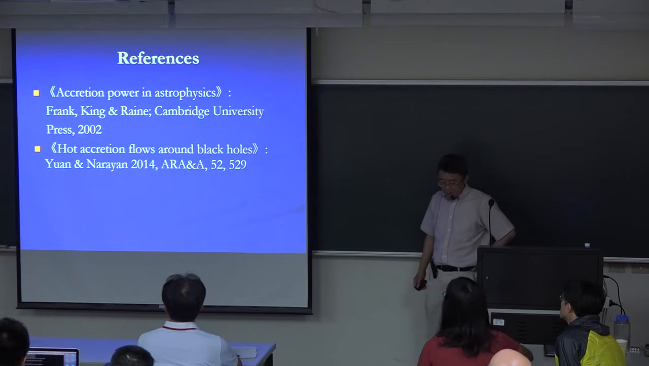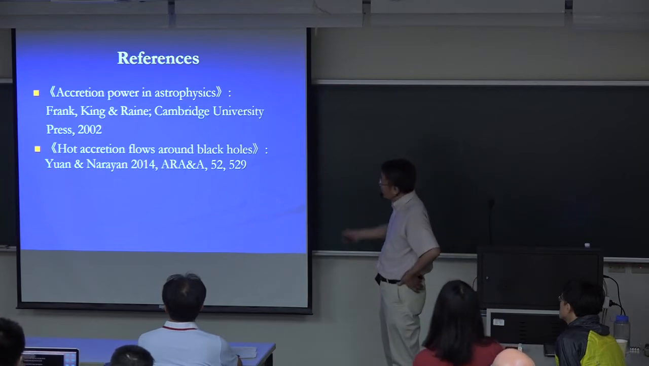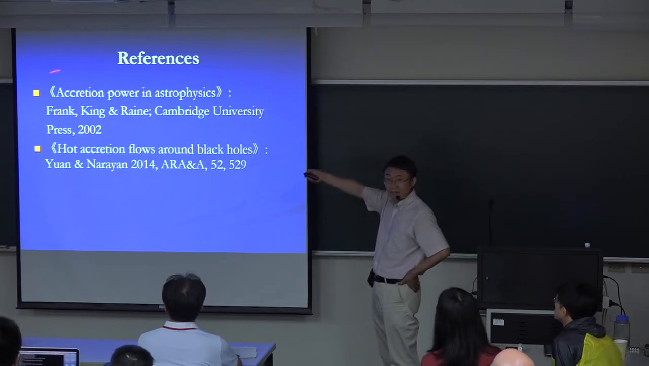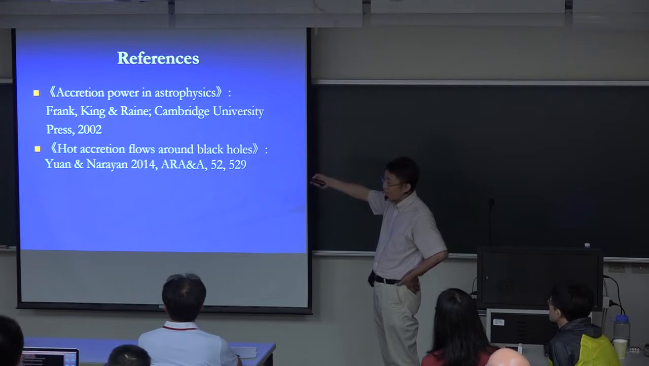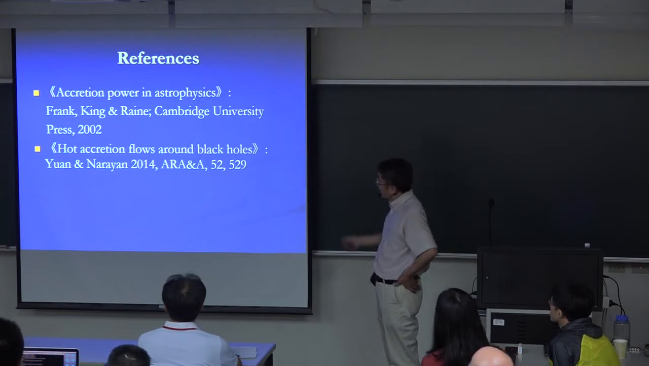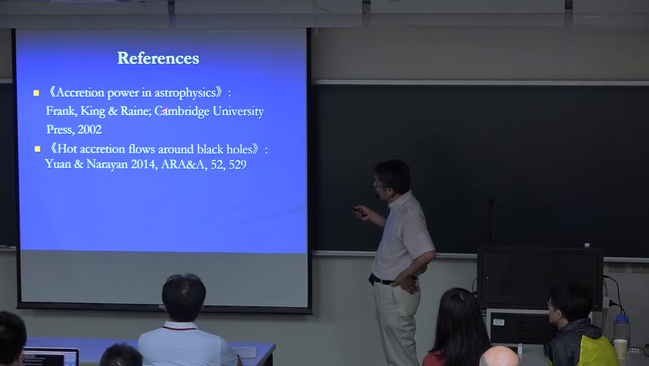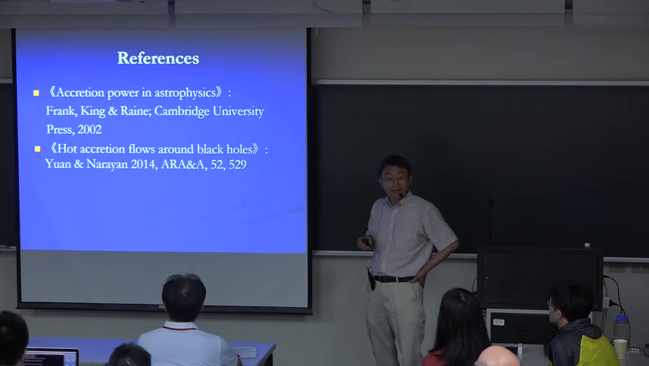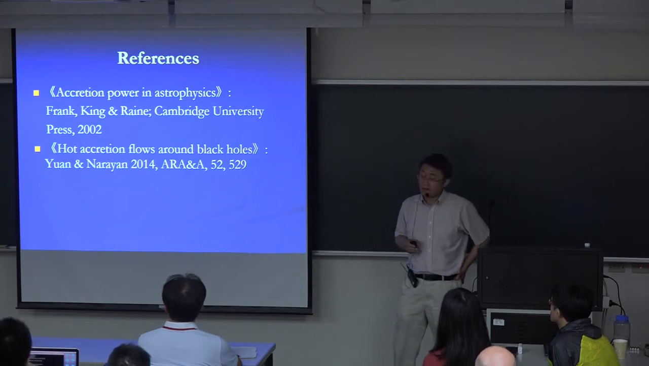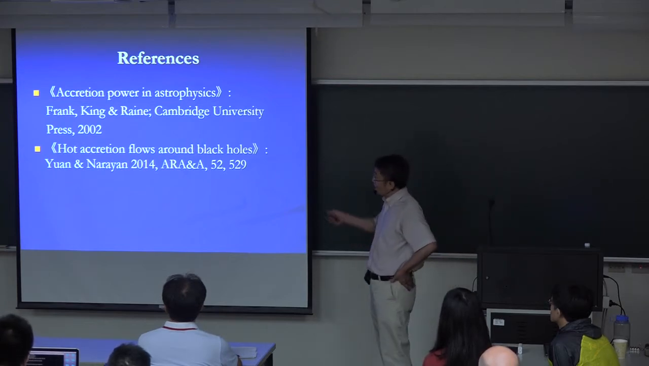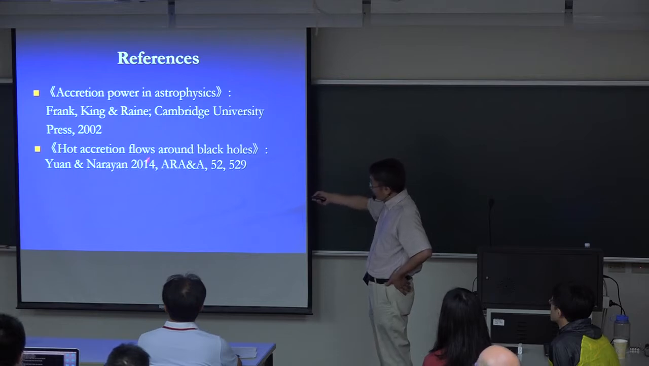The main references of my lecture include these 2. One is this book. I think many of you should know this book. This is a very famous book in this field, Accretion Power in Astrophysics, published by Cambridge University Press. I will use this book mainly to introduce some basic concepts and the standard thin disk model. For most of my lecture, I will use this reference.